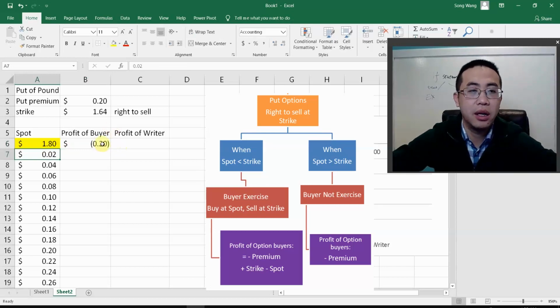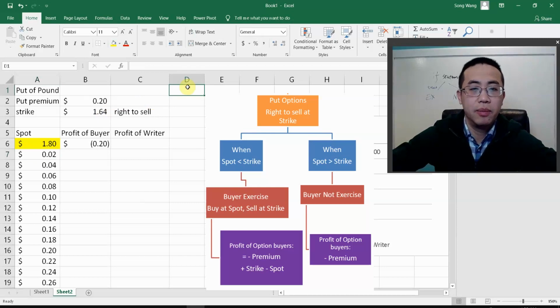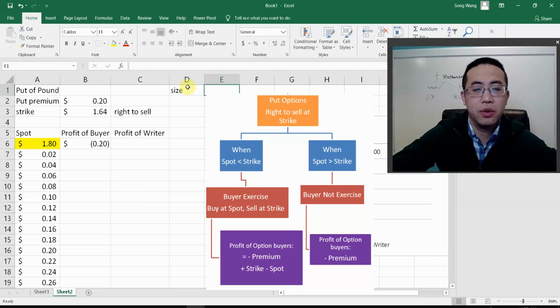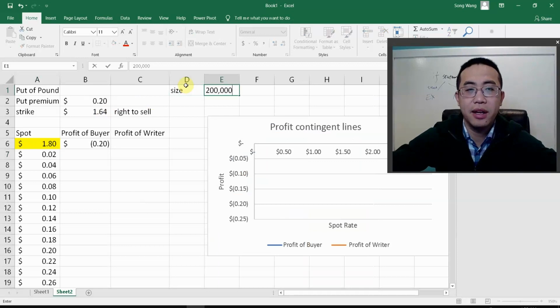Then the put option buyer doesn't have any money to make, because if they sell at 1.64, they will need to buy at 1.8. You may wonder, why do they need to buy at 1.8? Why not just buy a pound somewhere else? The thing is, we're talking about quite a large size of option, because the size for British pound could easily be 200,000. So you have to buy that amount.